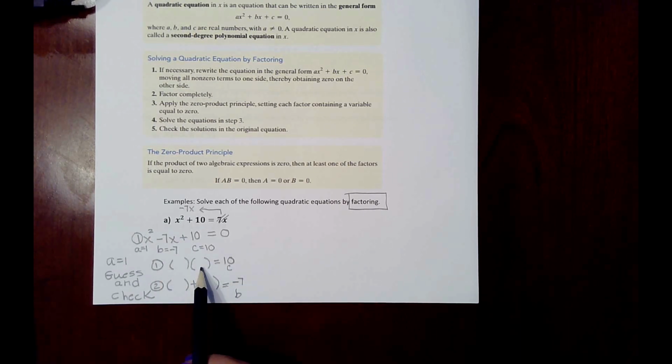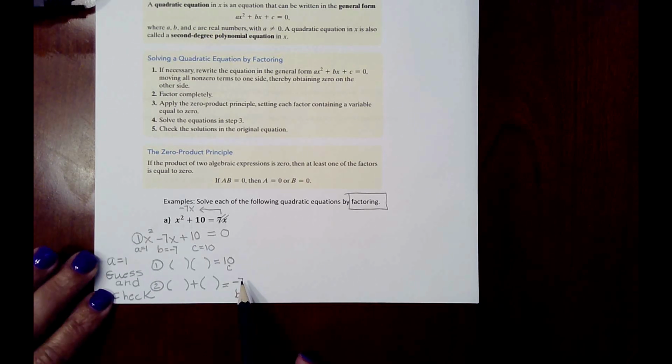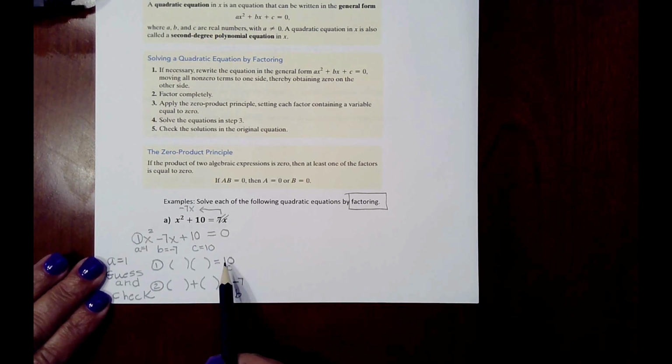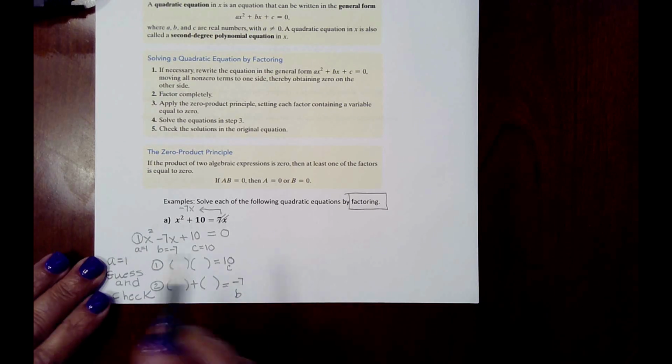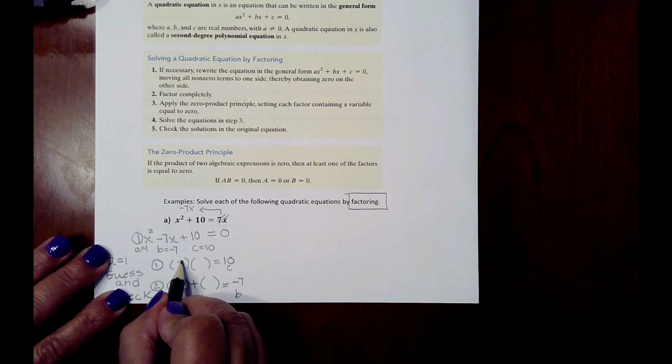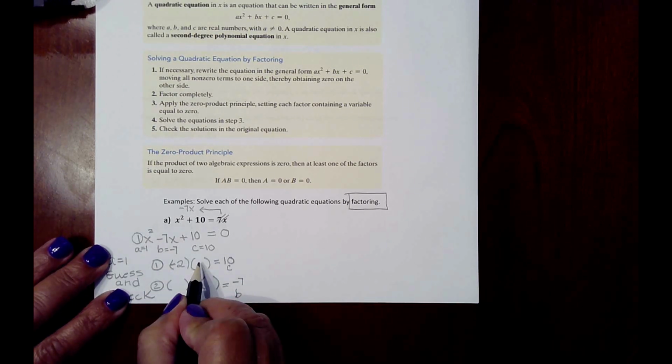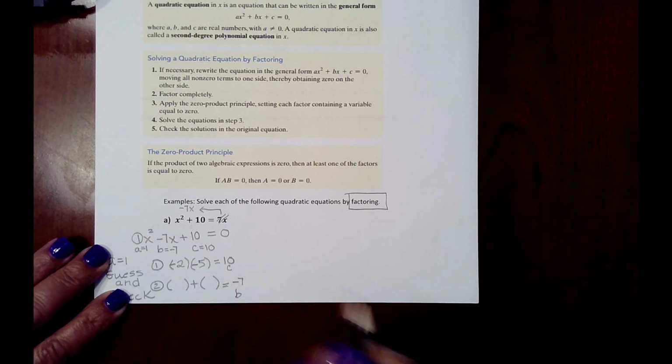You're looking to multiply two numbers to get a positive 10. The only way you can multiply two numbers and get a positive is if they both have the same sign. That leaves us with the choices of either a positive times a positive or a negative times a negative. But since I want to add these two numbers and get a negative, I'm going to go with both numbers being negative. I know that 2 and 5 can be combined to give me a 7. So I'm going to use negative 2 and negative 5.